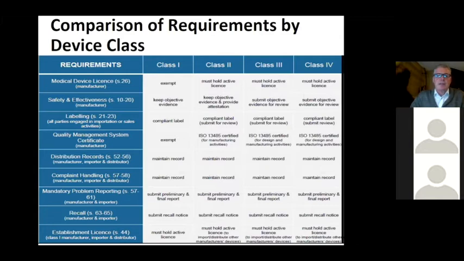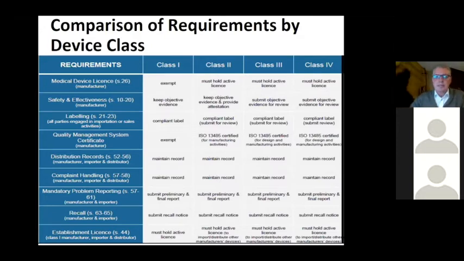This is a bit of an eye chart, but it's really intended to illustrate and contrast the differences between Class 1 medical devices and the requirements associated with Class 1 medical devices relative to Class 2s, 3s, and 4s.